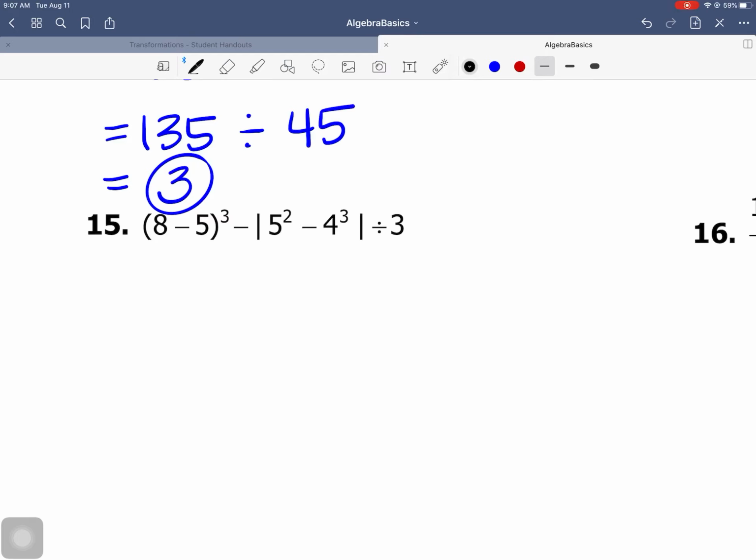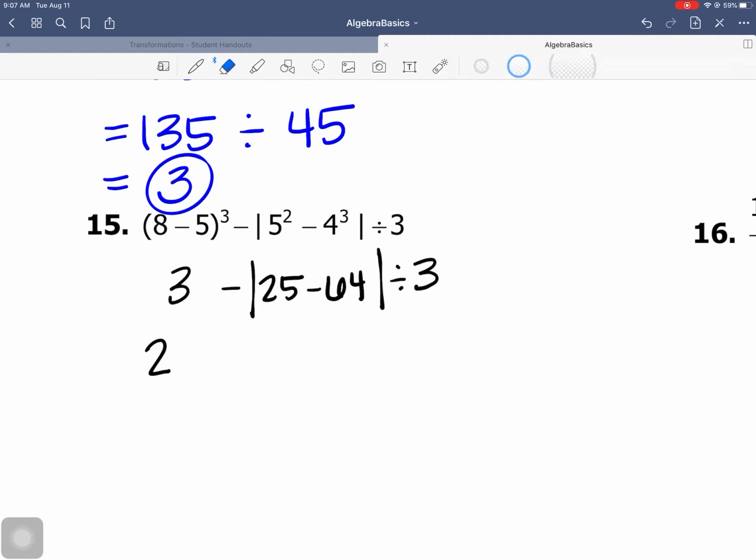All right. We're going to work out all of our parentheses and grouping symbols. Absolute value bars are considered a grouping symbol. So, oh, made a little mistake. That is 3 cubed, not 3 squared.